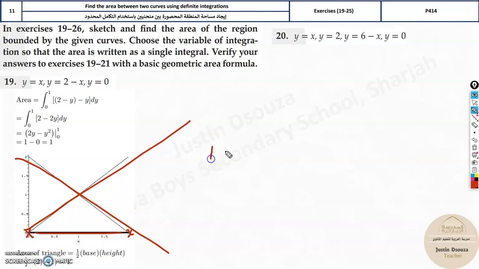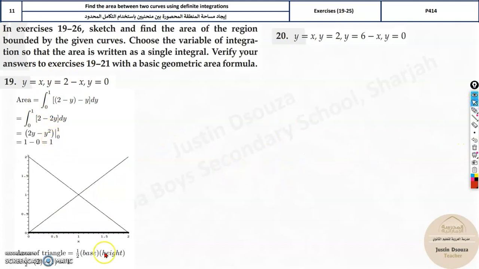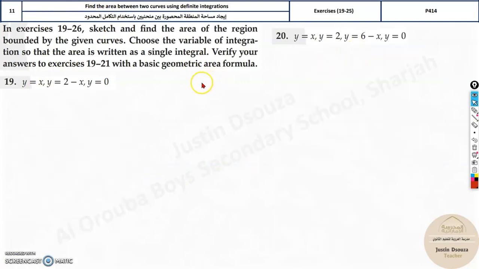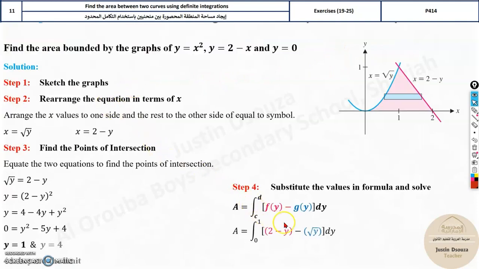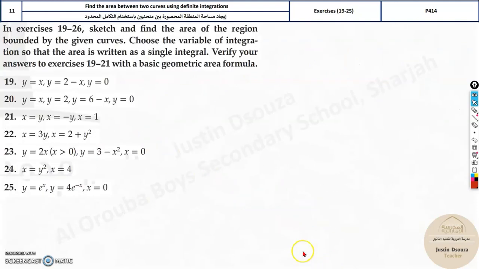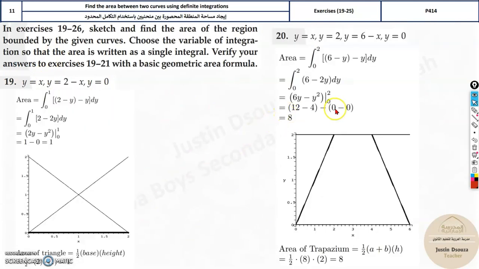Then we can use the triangle formula: half base into height. Base is 2 and height is 1. We get that from the intersecting points. Half into 2 into 1, the answer is 1. You can just compare this. But obviously, if you do one method, it's enough. And this is an MCQ, so only this much is enough. This is an extra method. But if you just follow whatever I showed you by steps, you can solve all of this. Please follow all the steps. You will definitely be able to follow this. Only the values have been changed over here.